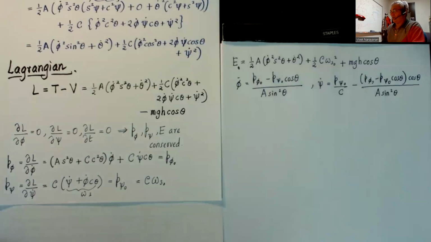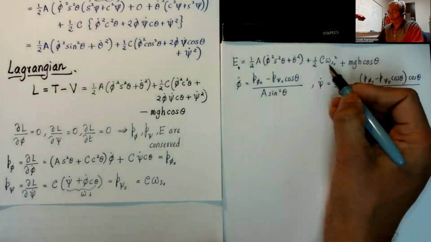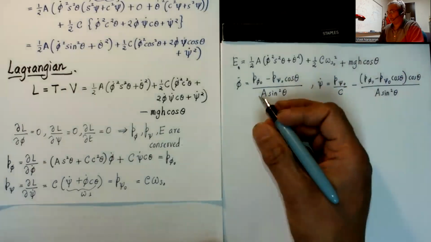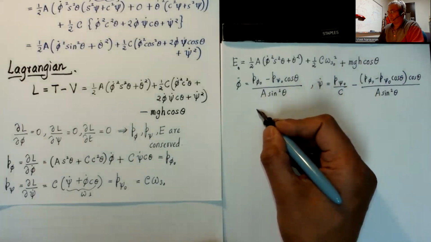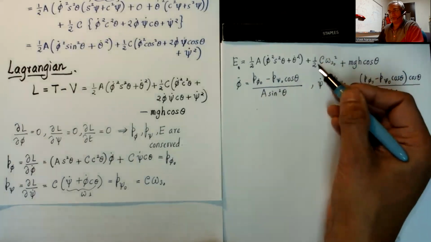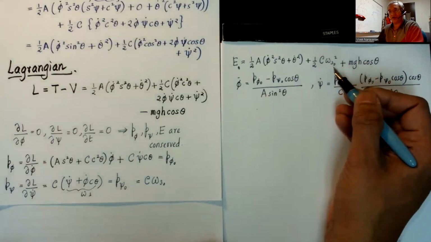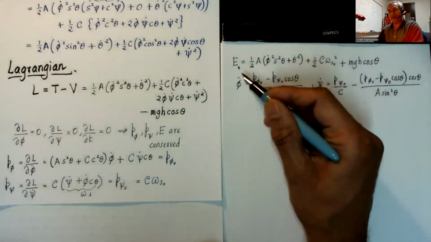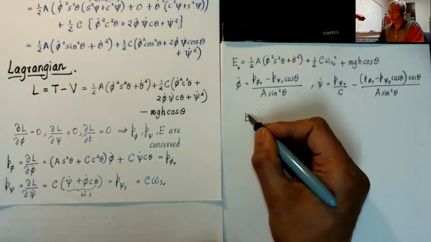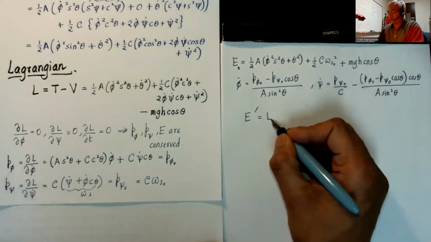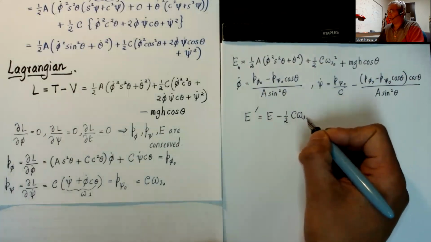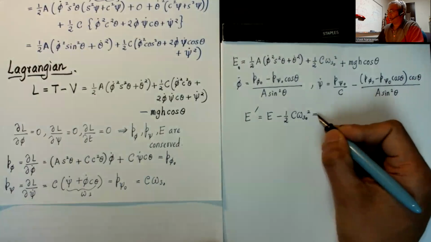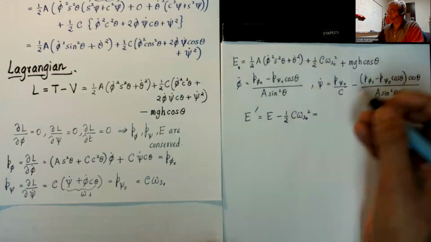Okay, so now what I'm going to do is, this thing here now, I can write in a slightly different way. This here is a constant because omega 3 naught is a constant. So I can take this constant to the left side and define a new constant energy, E prime. So E prime is E minus 1/2 C omega 3 naught squared. And then I just get that term plus that term.